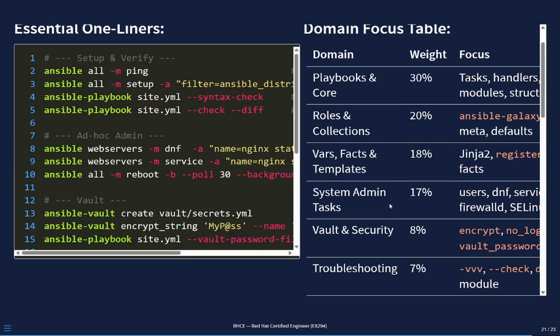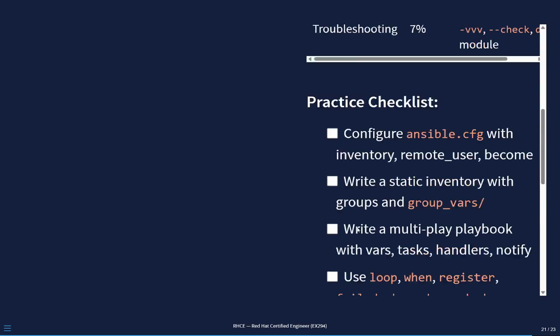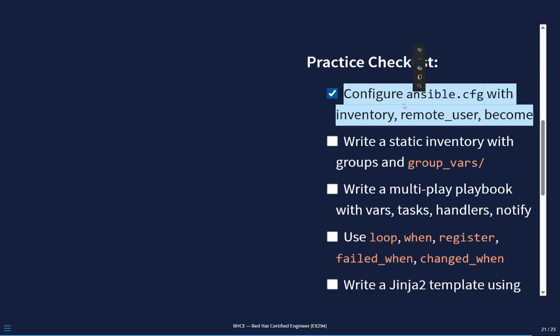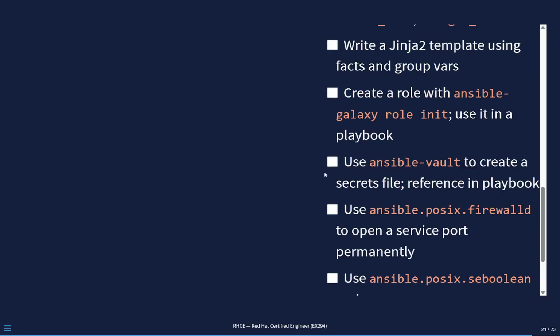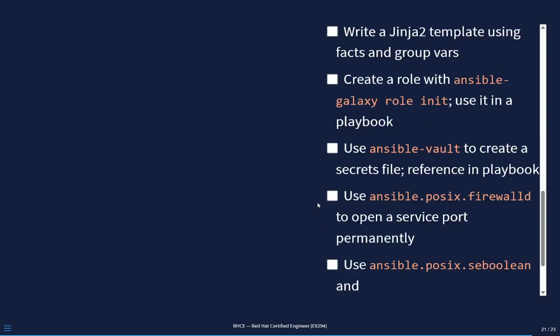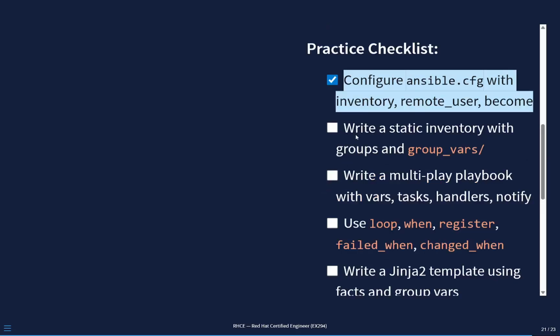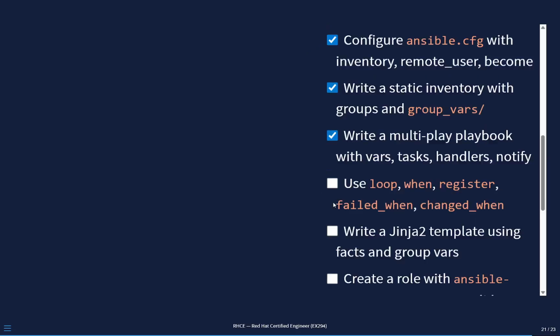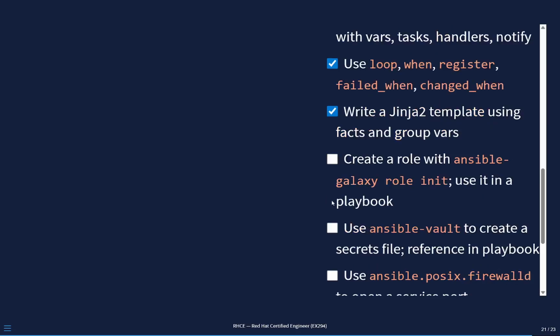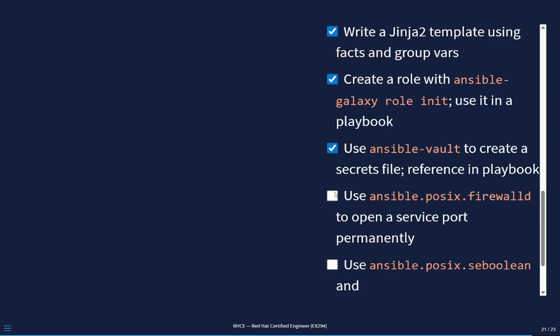Next, the practice checklist. Work through every item. Write the ansible.cfg from scratch. Build the inventory with group vars and host vars layers. Write a multiplay playbook with handlers and notify. Build a role with ansible-galaxy role init, and use it. Create a vault file and reference it with vars_files. These are the exact task types you will face in the exam. Repetition builds the speed you need.